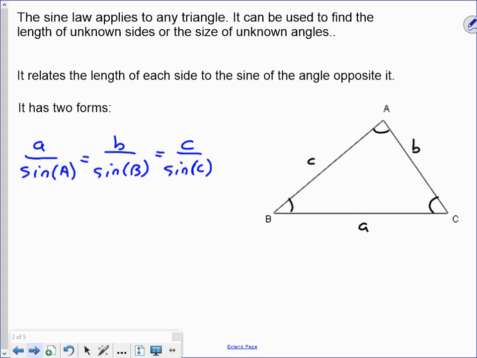So in order to work with the sine law, if we are interested in some side, we need to know something about the opposing angle, the angle across from it in the triangle. It relates the size of angle A to the length of side a, or the length of side b to the size of angle B. This first form, with the lengths of the sides a, b, and c in the numerator, is easiest to use if you're finding the length of a side.